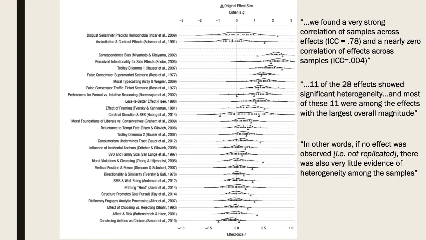In other words, if no effect was observed, that is, if it wasn't replicated, there was also very little heterogeneity among samples. So if somebody finds an effect, then a bunch of other people fail to find the effect, those people are not going to be that variable. But if you're studying something big and everybody else finds a big effect, then there's going to be a wide variation in what people see.